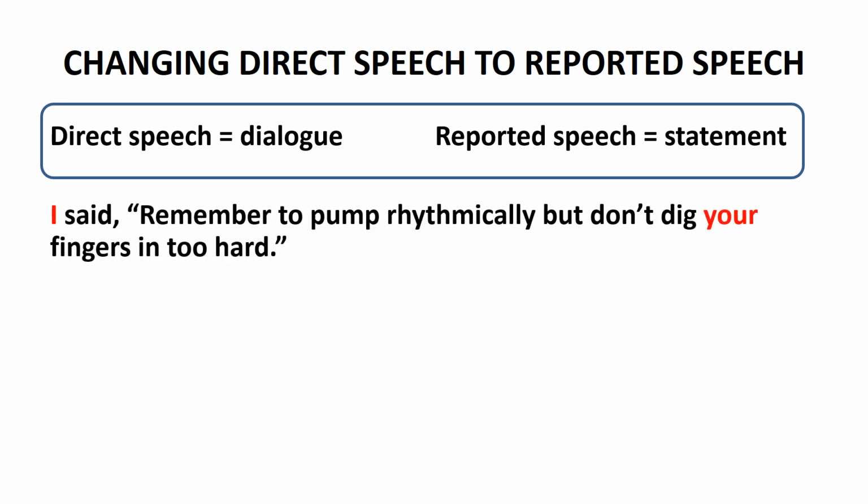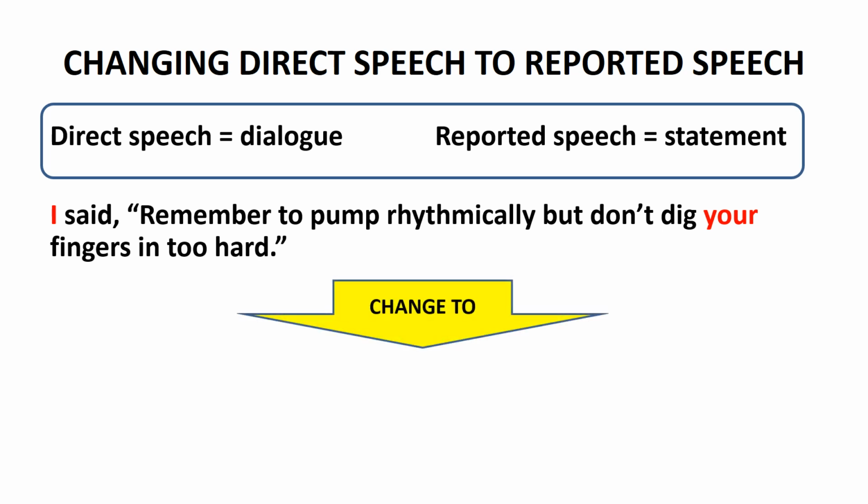So let's say the sentence is, "I said remember to palm rhythmically but don't dig your fingers in too hard." Okay, this is direct speech, a dialogue. So you need to change it to reported speech. How do you change it? The most important thing that you need to change is the pronouns. Okay? And some part of the sentences. So the most important thing is to change the pronouns.